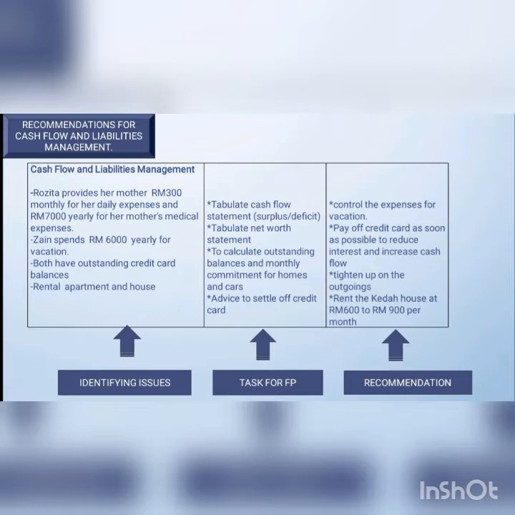Task for financial planning: tabulate cash flow, whether it is a cash flow statement, whether it is surplus or deficit. Tabulate net worth statement. Calculate outstanding balances and monthly commitment for home and cars. Advice to settle off credit card. The recommendation for this is to control the expenses for vacation. Pay off credit card as soon as possible to reduce interest and increase cash flow. Tighten up on outgoings. Rent the Kedah house from 600 to 900 per month.